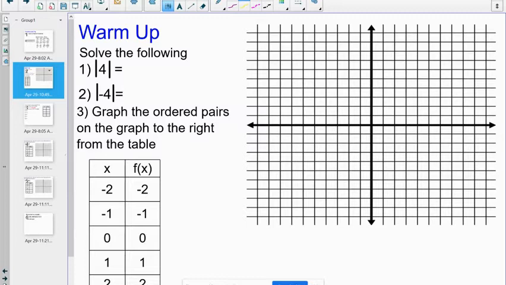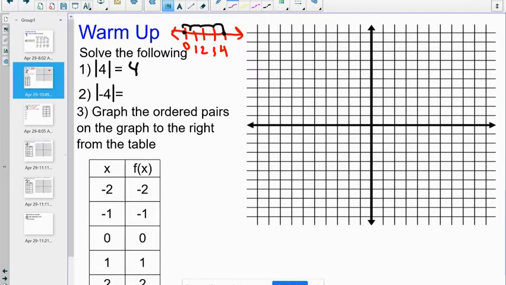Well, if you know how far away 4 is from 0, if I were to draw out a little number line here, let's go 0, and we have 1, 2, 3, 4. Okay, so if we're going distance from 0, if we got 4, we have 1, 2, 3, 4. So the absolute value of 4 is just 4, because remember, it's always positive.